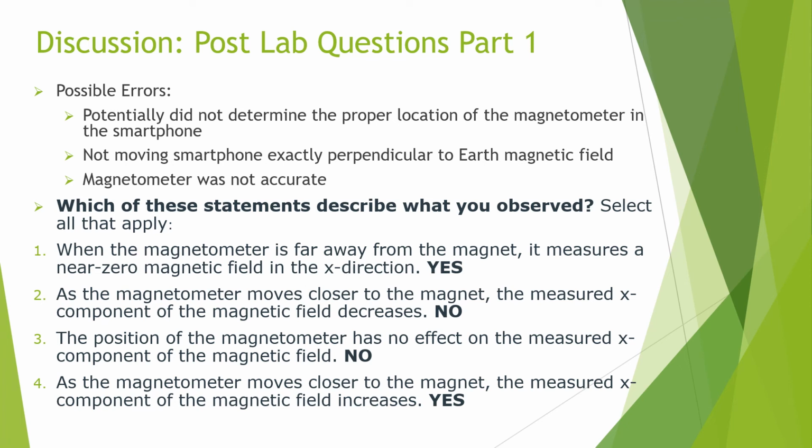Now, which of these statements describe what we observed? What we observed was that when the magnetometer is far away from the magnet, it measures a near zero magnetic field in the x direction, and also that as the magnetometer moves closer to the magnet, the measured x component of the magnetic field increases.